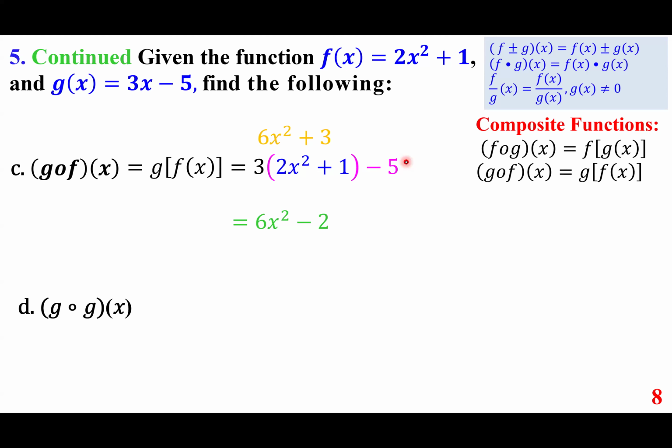g o g of x, that means g of g of x, that means put this one instead of x. So over here we get 9x. Over here we get minus 15. And these two numbers, we add them up. We get 9x minus 20 as the final answer.